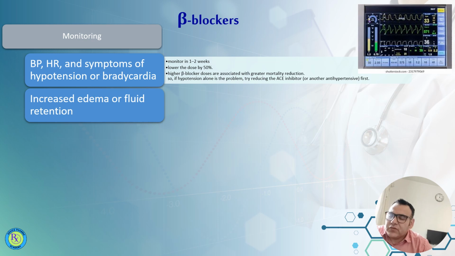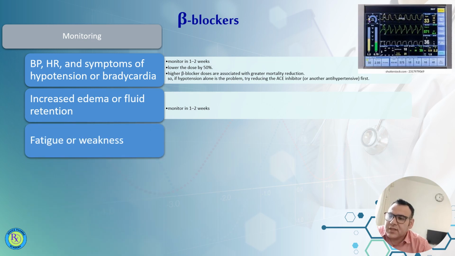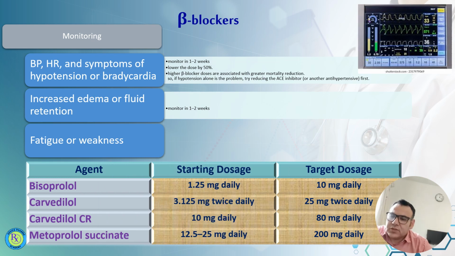Increased edema or fluid retention is a side effect of beta blocker. This should be monitored also within 1 to 2 weeks of starting treatment. Fatigue or weakness is a common side effect of beta blocker because they decrease blood supply to the muscle.